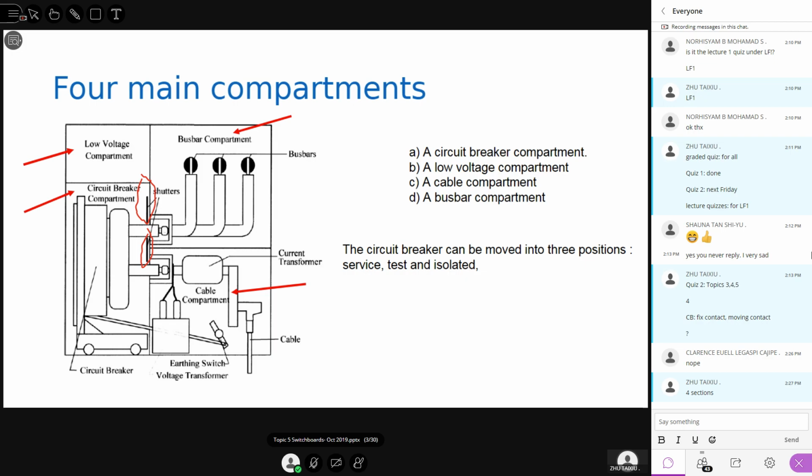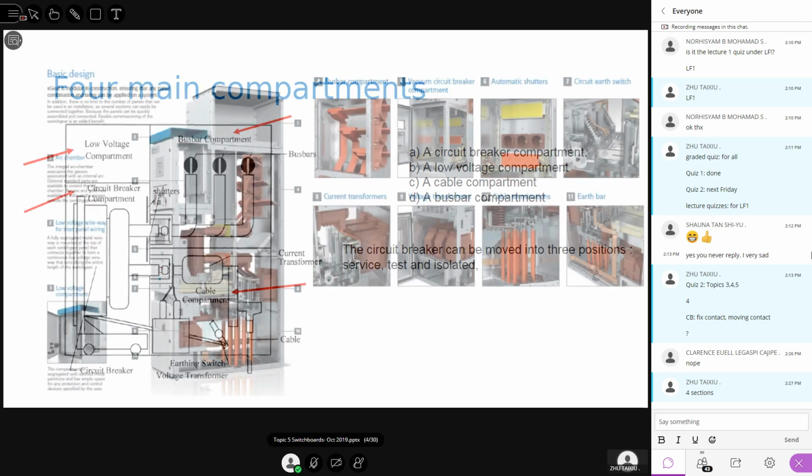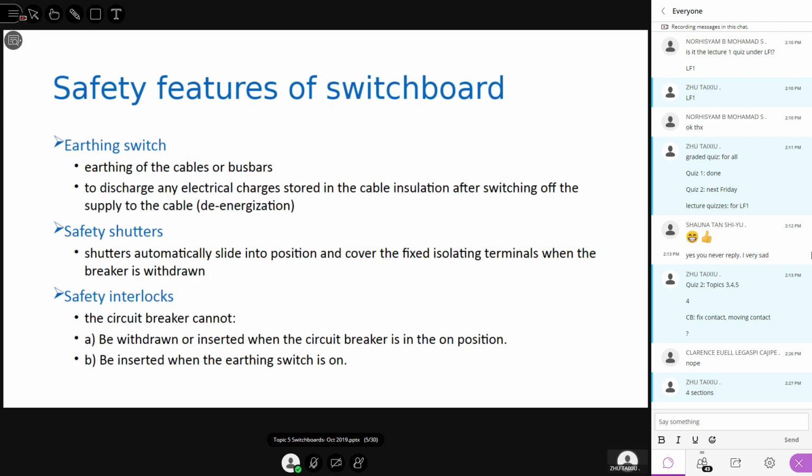Because you take out your circuit breaker, this part is still here, remember? This part doesn't go with the circuit breaker, right? So that's the safety feature. One is the safety shutters. Then earthing switch. Now there is an earthing switch, right? Earthing switch basically is to earth the cables or to earth the bus bar, depending on the requirement.